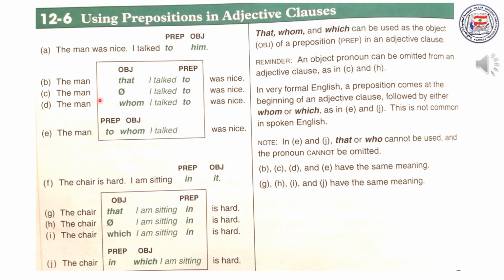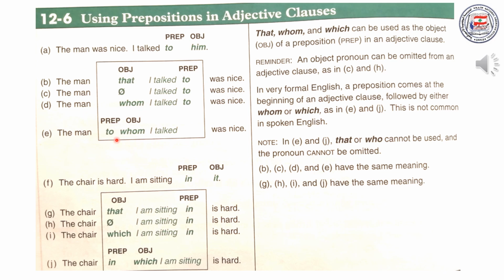So in B, the man that I talked to was nice. Remember that replaces him. So it's very incorrect to say the man that I talked to him. We say the man that I talked to was nice. Or as in C, you can keep the relative pronoun out. The man I talked to was nice. Or in D, the man whom I talked to was nice.